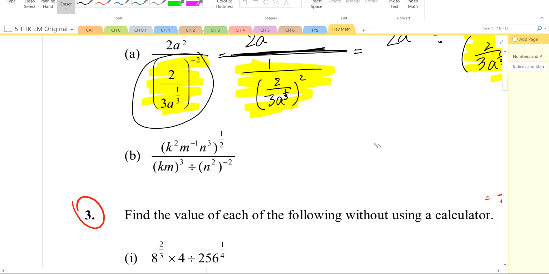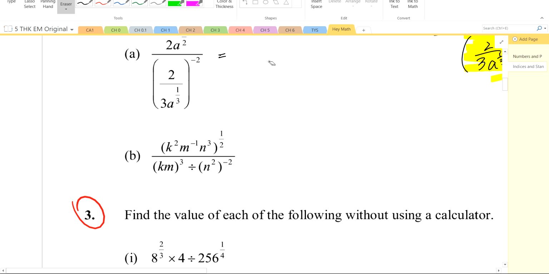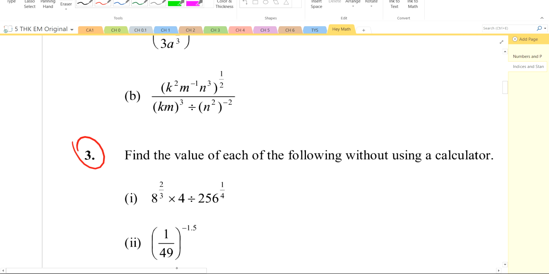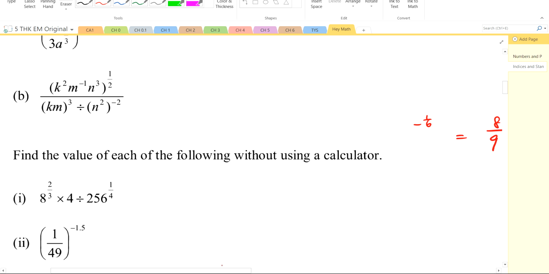Can I move faster? I need to lah. If you cannot catch up, then it means you have a lot of revision you have to be doing already. Let's do it straight away.